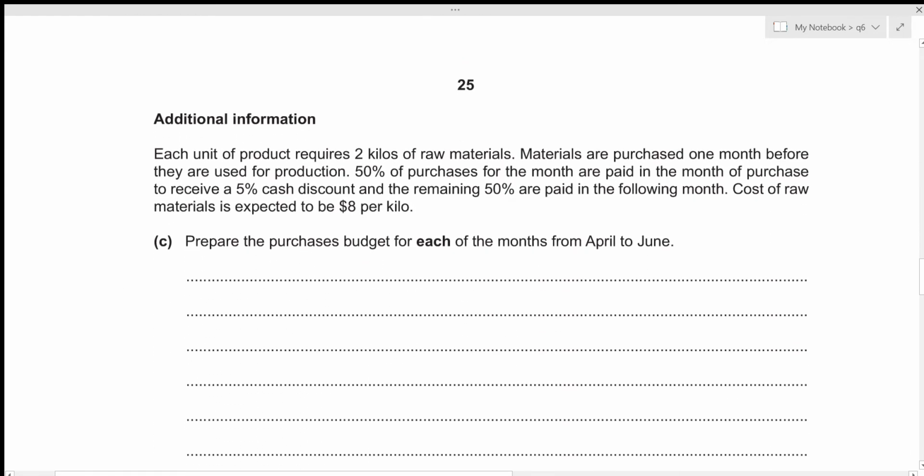We are given additional information. Each unit of product requires 2 kilos of raw materials, and materials are purchased 1 month before they are used for production. 50% of purchases for the month are paid in the month of purchase in order to receive a 5% cash discount, and the remaining 50% are paid in the following month. And the cost of raw materials is expected to be $8 per kilo. Now for the third part of this question, we need to prepare the purchases budget for each of the months from April to June. Okay, so that's April, May, and June.